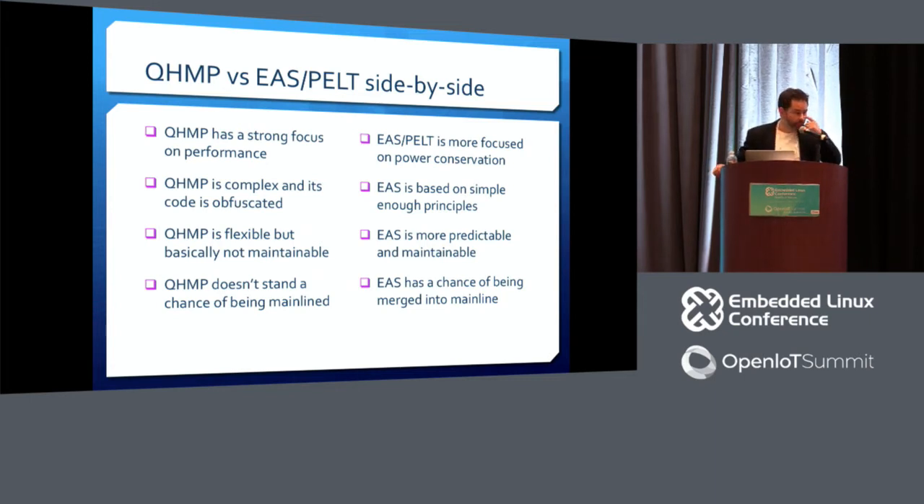Also, it's worth noting that with the flexibility of having many parameters to tune comes also an issue of combinations that have never been tested. And I think we got some feedback that it's around 90% of the combinations that have never been tested. So, that doesn't look too good. And EAS is looking good, but it's not delivering the quality of service right. So once again, what to pick up?